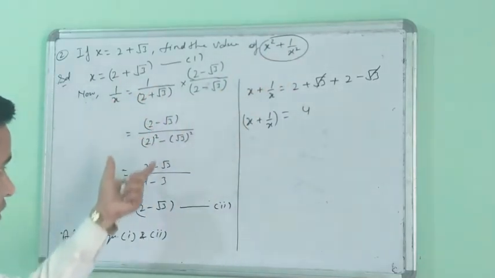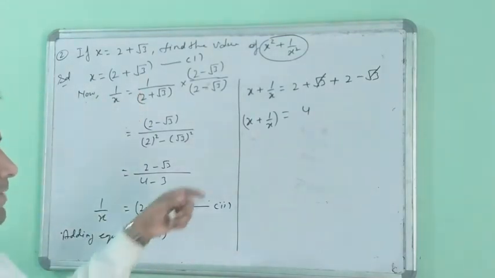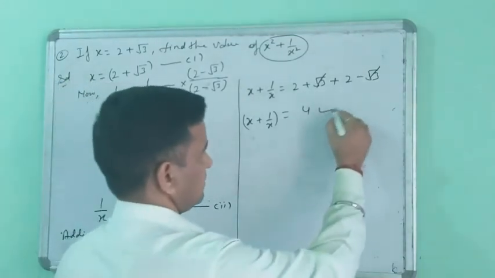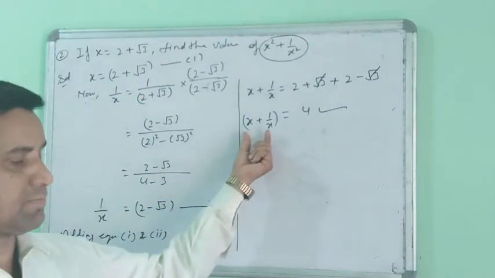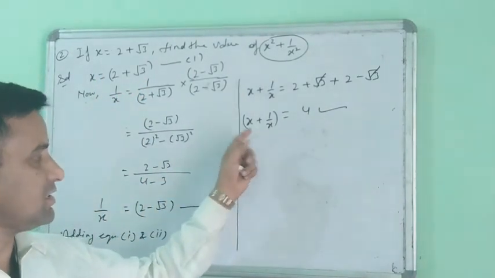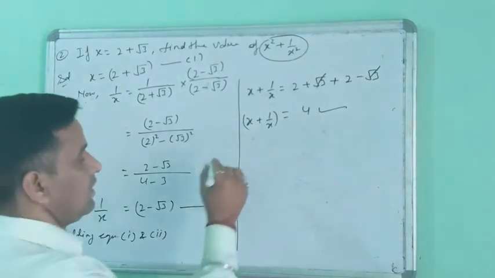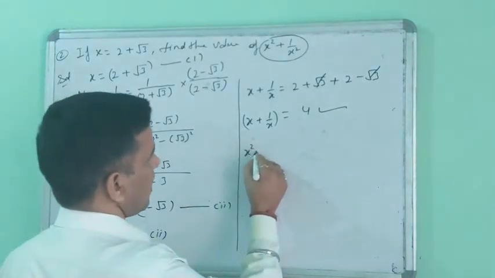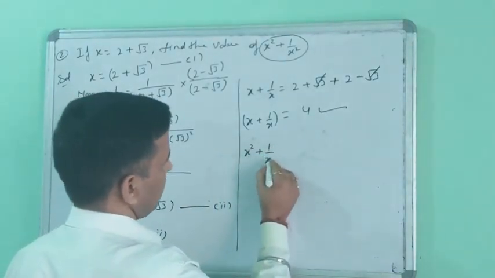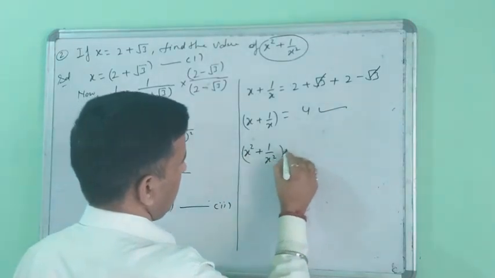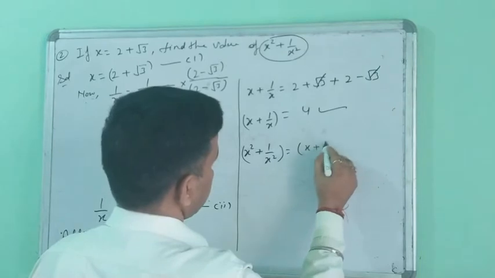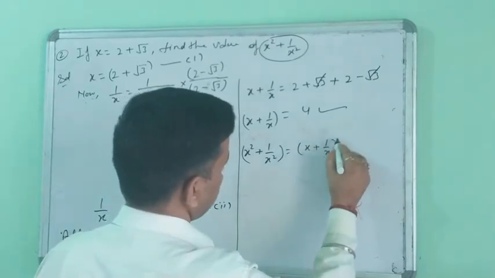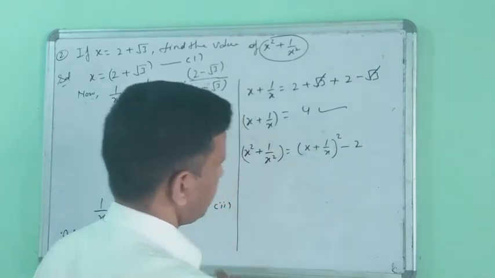Every step you will solve in this way. First of all you get this part, first of all you solve with this technique. After that, in this step, you will take the condition x square plus 1 upon x square equals x plus 1 upon x whole square minus 2.